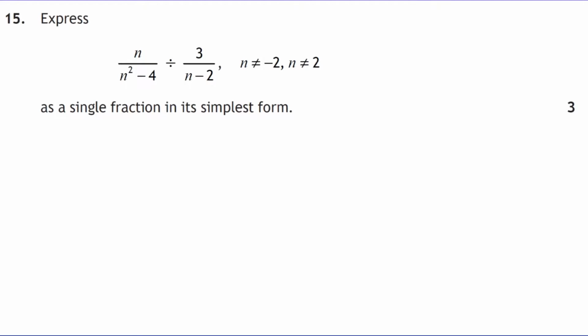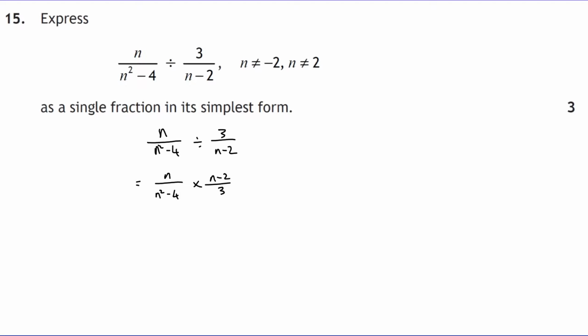Great. Okay, question 15, algebraic fraction. I want it as a single fraction in its simplest form. Let's copy that out again. So it's n over n squared minus 4 divided by 3 over n minus 2. Okay, so the rule for dividing fractions, any fractions, numerical or algebraic, is to flip the second fraction and change it to a times.